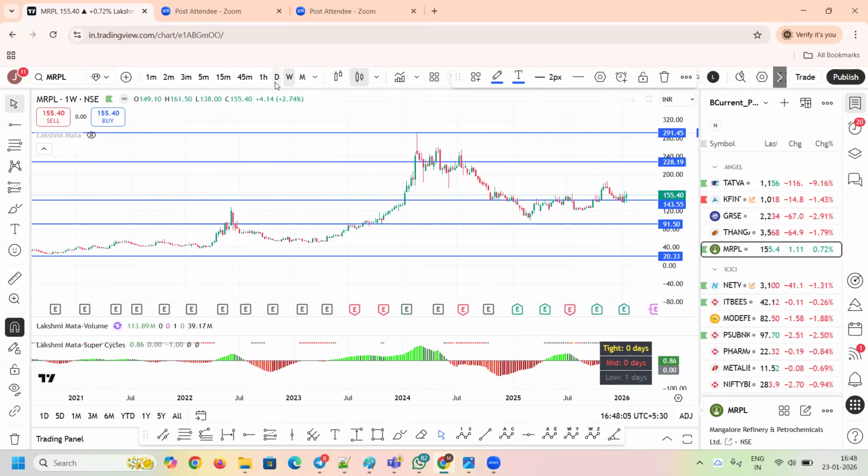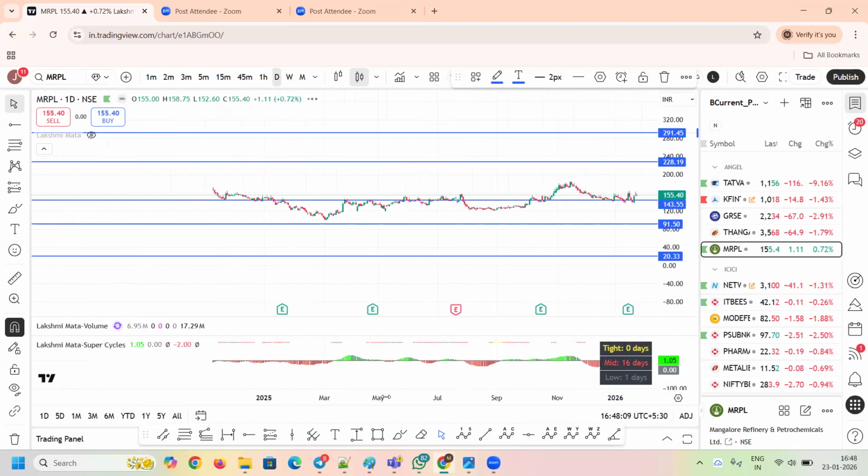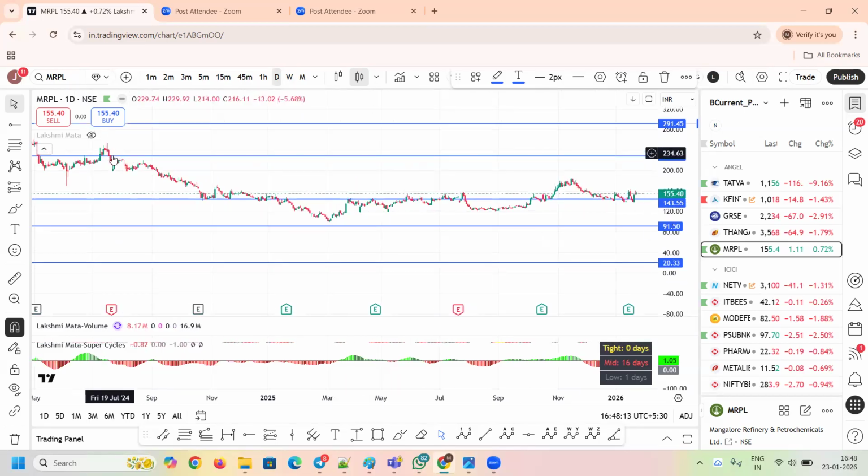Okay, got it. Now if you come to daily, here also we will see the same points. It will be struggling to cross those points. See, once it was down and it just moved up, and again it is in sideways, and again it came down.